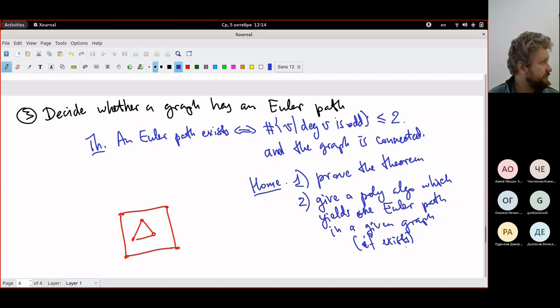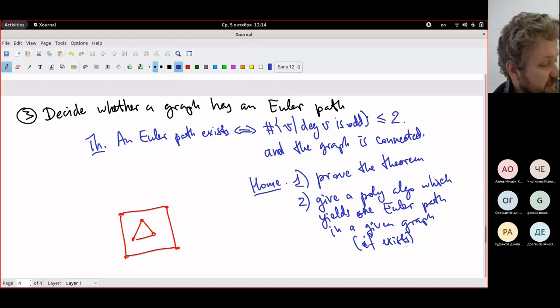It's polynomially solvable. But then checking this does not give you the Euler path, because you just check some condition. And actually, these two are connected, because if you prove the theorem, the usual proof is constructive. This will give you an algorithm for finding it. Okay, let's postpone this. And also, let's postpone problem number four.